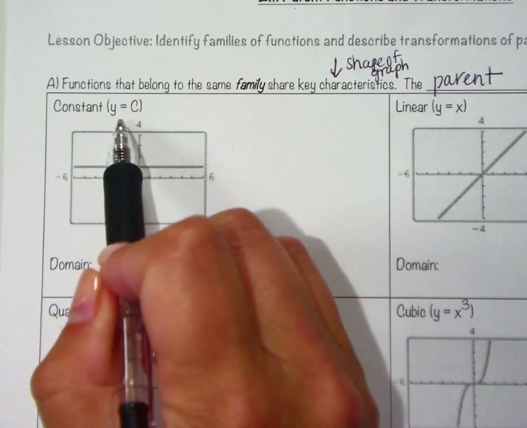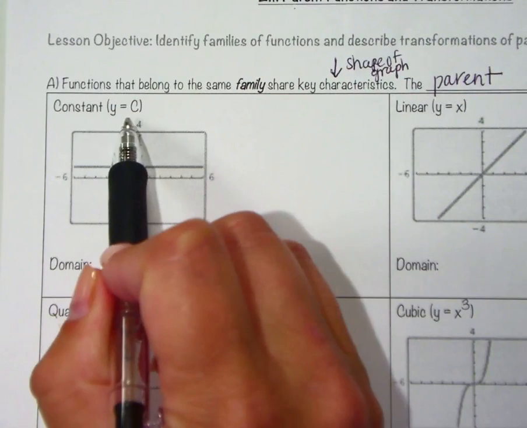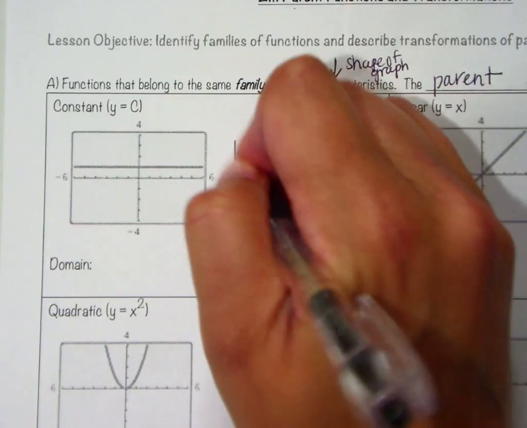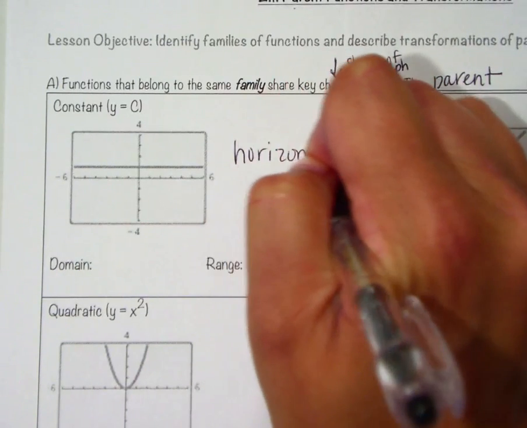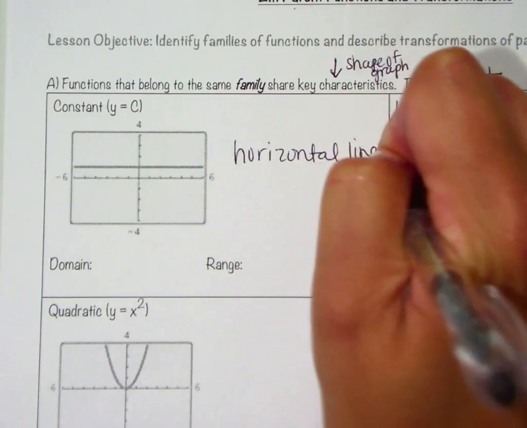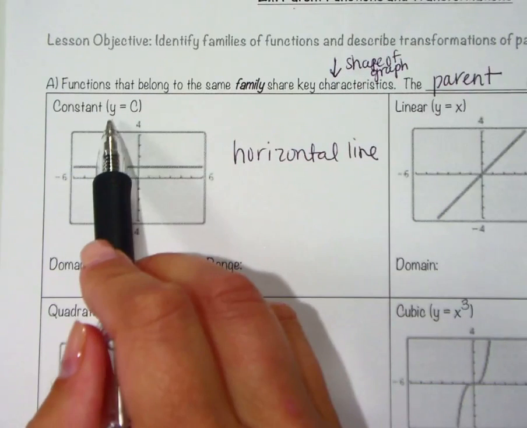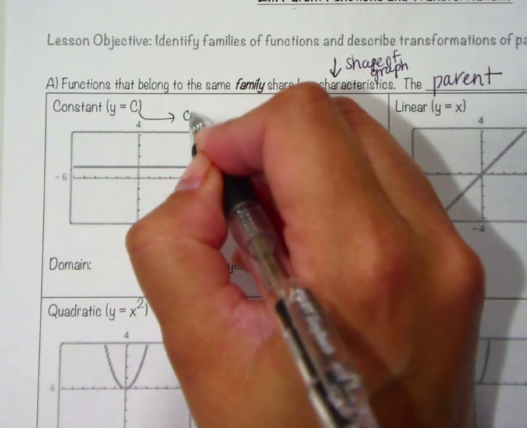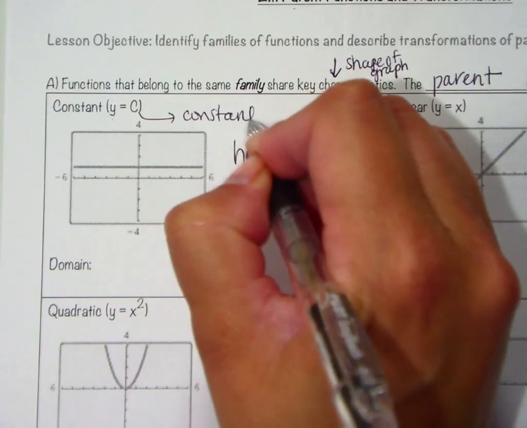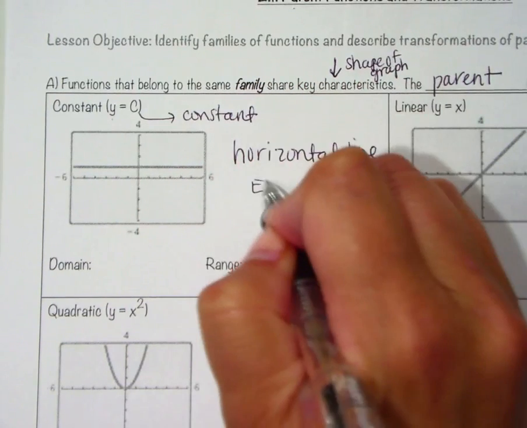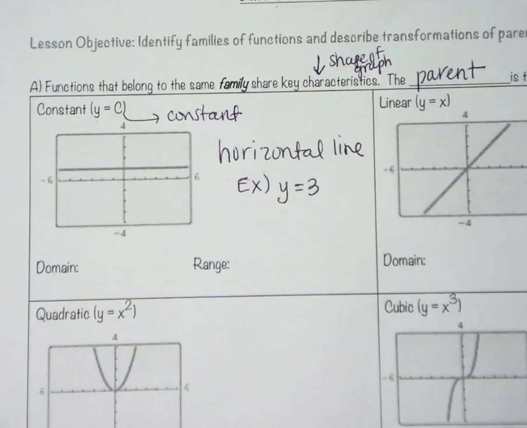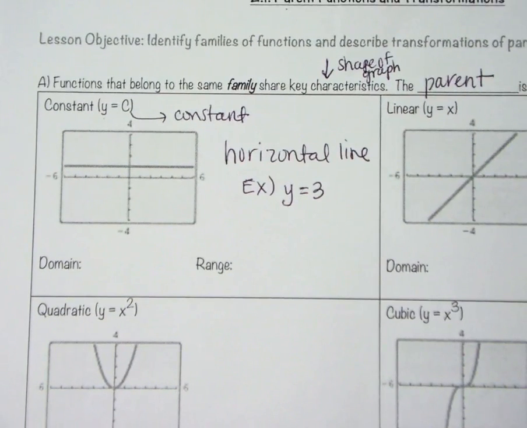type of function that we have is what we call a constant function. And you can see in the graph that this is a horizontal line. And if you look at the equation, it is just y equals c. And that c is some constant, meaning some number. So for example, y equals 3 is a constant function.